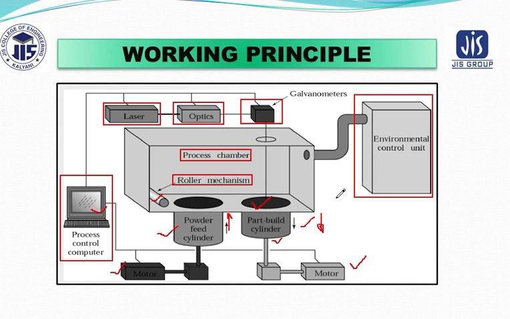You can see slowly the powder feed is getting raised. The roller is used to put the powder over the part build cylinder. You have already generated the 3D program to get the desired part, and then with the help of this laser light or laser beam, it is focused on the layer, tracing and sintering a particular cross section into a solid mass. So here you obtain a solid mass.